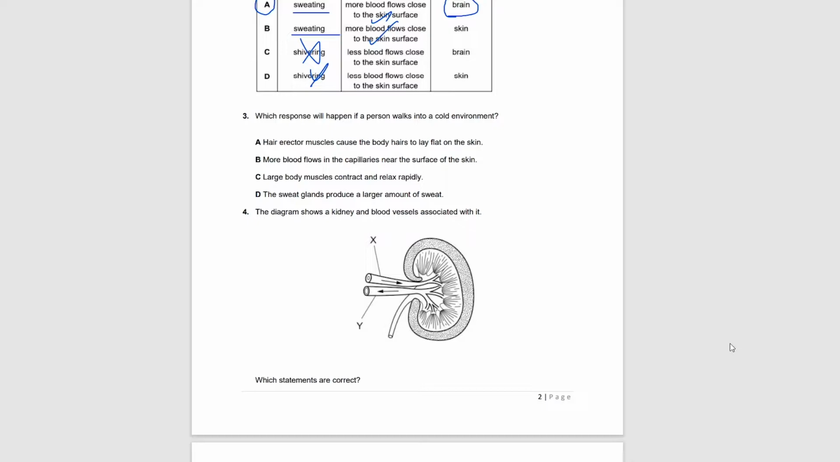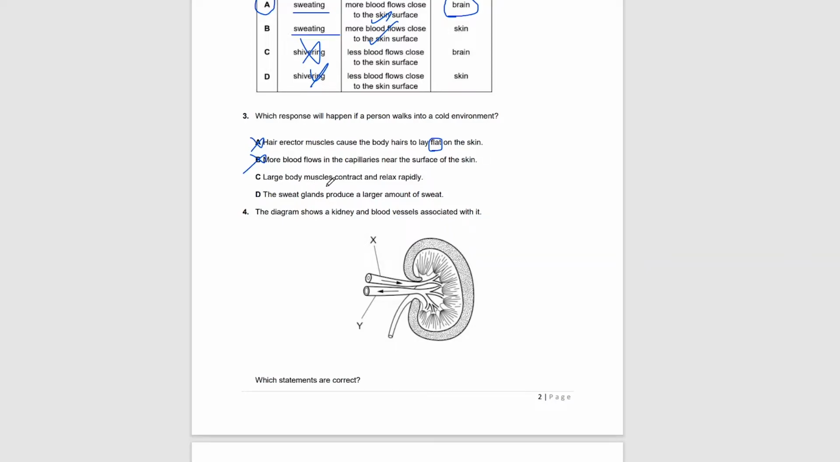Question 3. Which response will happen if a person walks into a cold environment? In option A, hair erector muscles cause the body hairs to lay flat on the skin. When a person enters a cold environment, the hair erector muscles contract so that the hair erects and traps air around the body to insulate the person. So A is wrong. Option B: more blood flows in the capillaries near the skin surface. This is what happens when the body temperature increases beyond normal.